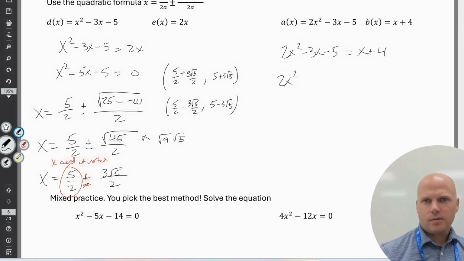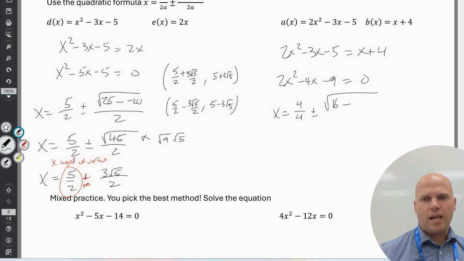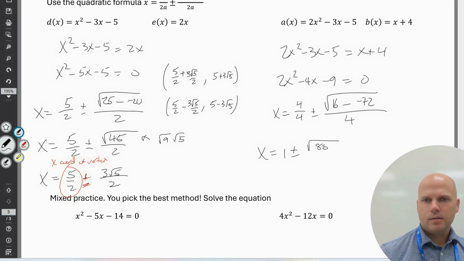Subtract an x. Subtract 4. X equals opposite of b over 2a, so that's going to be positive 4 over 4, plus or minus the square root of b squared minus 4 times a times c, so that's 4 times 2 times negative 9, which is negative 72, all over 2a, giving me 1 plus or minus the square root of, this is 88 over 4. 88 is 8 times 11, which is 4 times 22.